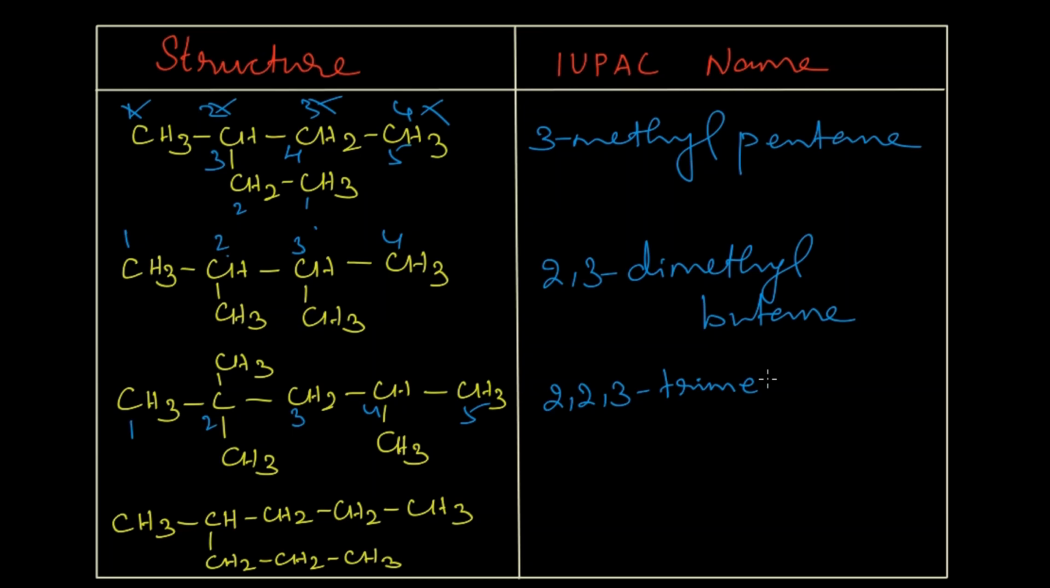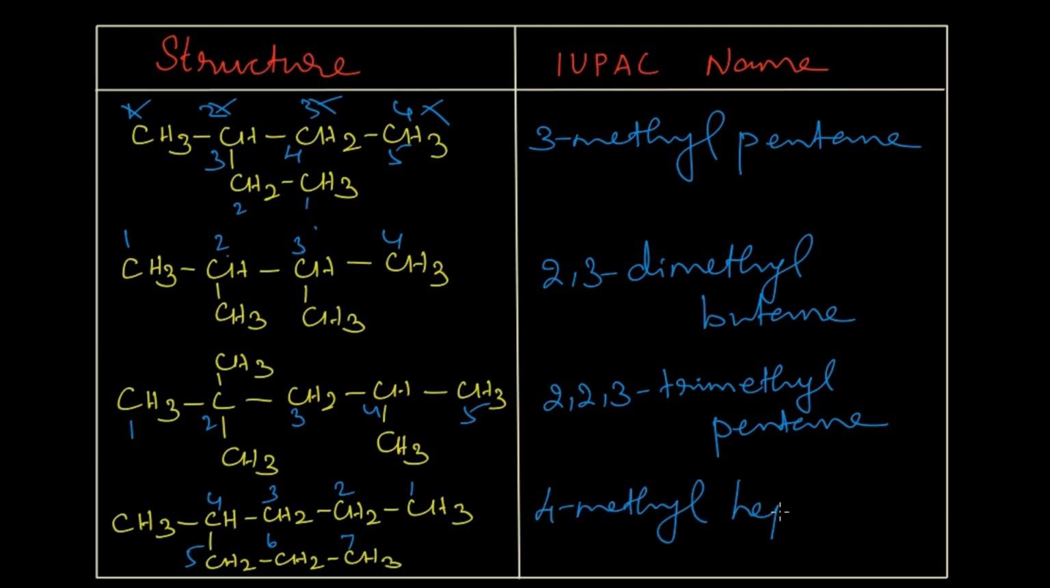Now select the longest chain in this. 1, 2, 3, 4, 5, 6, 7. If we count in the same way, the guest is attached in the fourth carbon. So we can number in any other way. 2, 3, 4, 5, 6, 7. In the fourth carbon, methyl group is attached. So 4-methyl heptane is its IUPAC name.